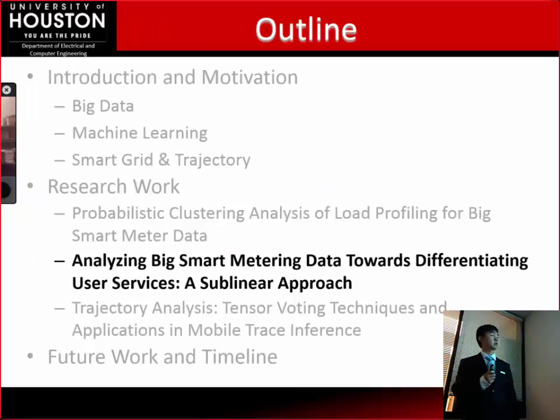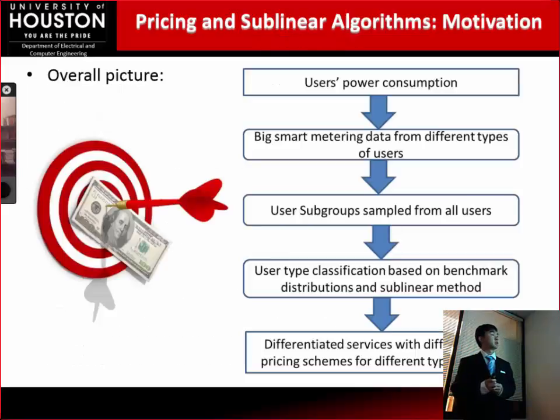And for the second part, I will present my second research work, which is regarding pricing schemes and the sublinear approach. The overall picture is that as long as we have the users' power consumption, and we can get big smart metering data from different types of users, we can form user subgroups by sampling from all the users, and we use user type classification based on the benchmark distribution. We propose the sublinear method to facilitate the computation, and then we propose differentiated services accordingly, with differentiated pricing schemes for different types of users.